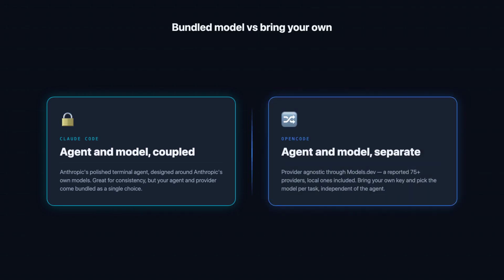OpenCode flips that assumption on its head. It is deliberately provider agnostic, wiring into models.dev to reach a reported 75+ providers, including local ones. You bring your own key and pick the model per task, so the terminal agent and the brain behind it become 2 independent choices you fully control.